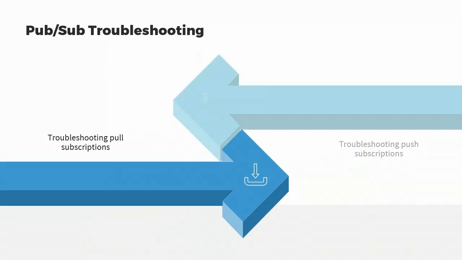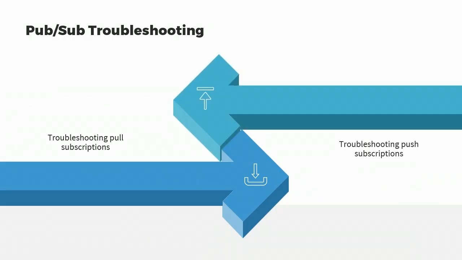Another thing that you might see is troubleshooting your push subscriptions. This is where the topic is actually pushing to the subscriber. Push subscribers are a type of PubSub subscriber where messages are sent directly from the topic using an HTTPS endpoint. The subscriber acknowledges a push message by returning an HTTP 200 response to the push service request. That's how this works.